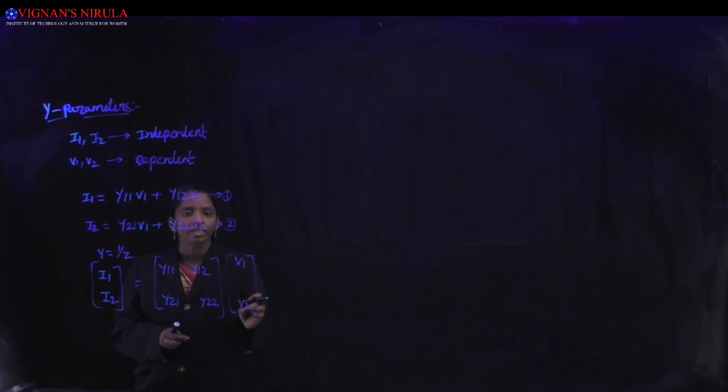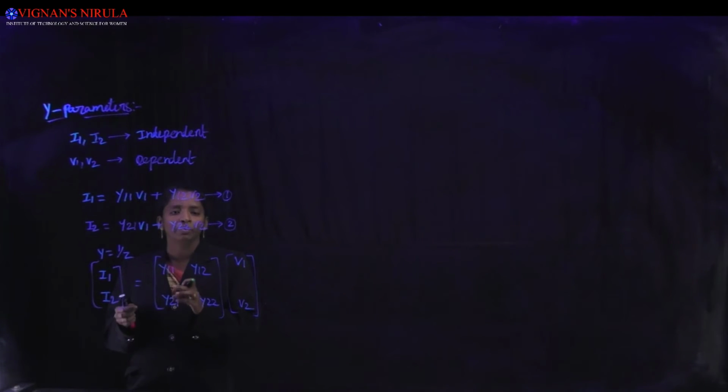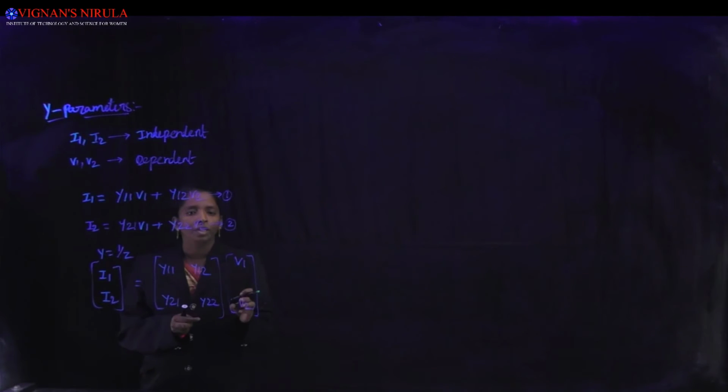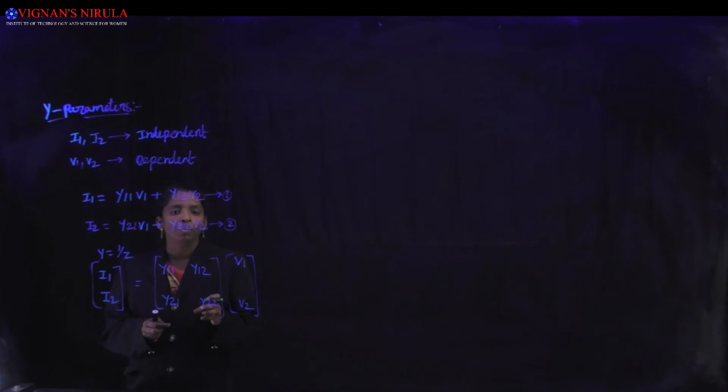Why are we saying short circuit parameters? To get the Y parameter values, we are keeping voltages V1 and V2 at 0. We should short circuit the input port to get V1 0, and short circuit the output port to get V2 0. So that's why these are called short circuit parameters.